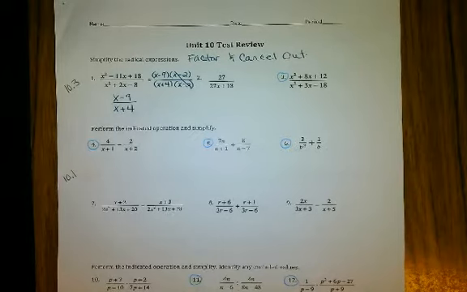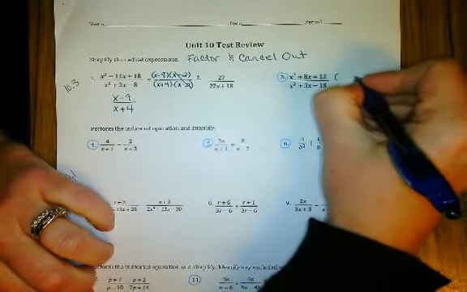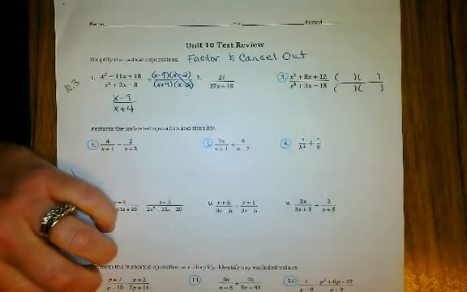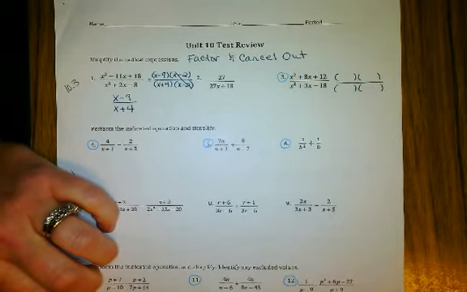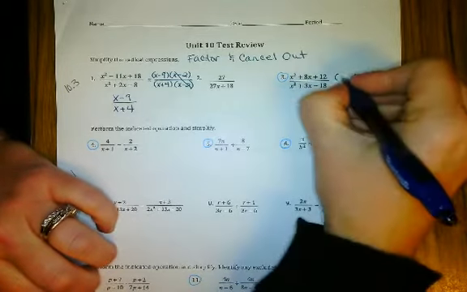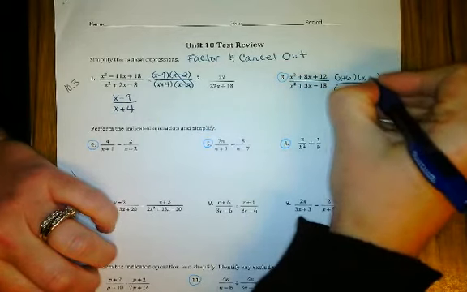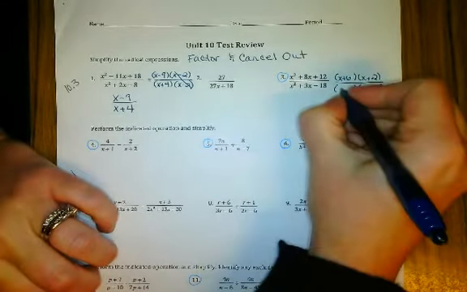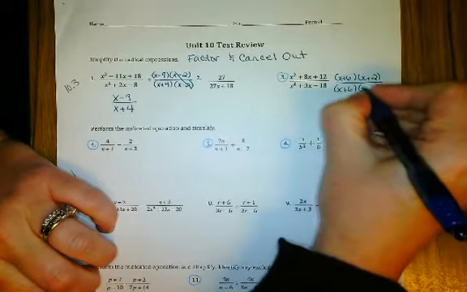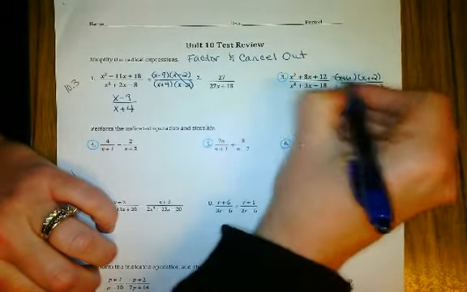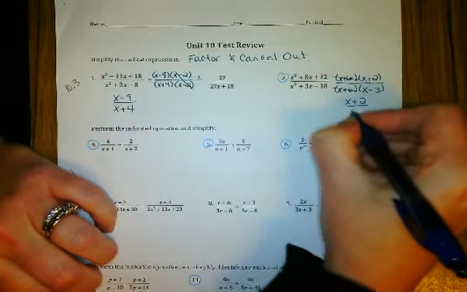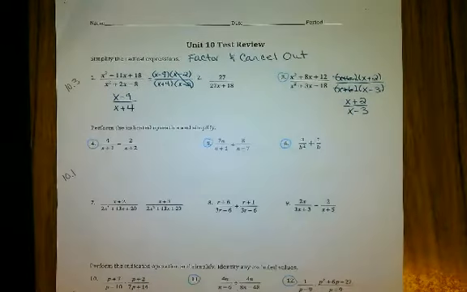Okay, on number 3, again, I'm going to factor, and I'm going to cancel out. So what two numbers multiply to get 12 and add to get 8? So I'm seeing x plus 6 and x plus 2. And then on the bottom, what two numbers will multiply to get negative 18 and combine to get 3? That's going to give me x plus 6 and x minus 3. So again, there's one on the top, one on the bottom. So my final simplified answer is x plus 2 over x minus 3.